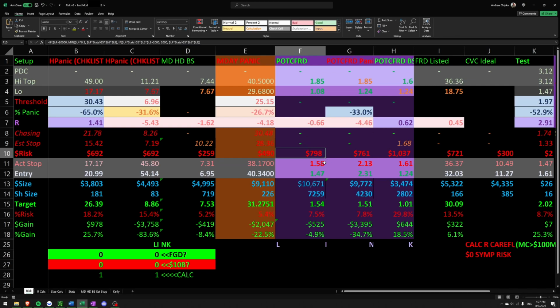And just to go a little bit more detail on this spreadsheet, this is where my style would be, this is where my entry is, and then my size adjusts accordingly. So my size is different based on my dollar risk. Now again, if you want me to go deeper into this spreadsheet, just leave a comment, and I'll make a video about it.